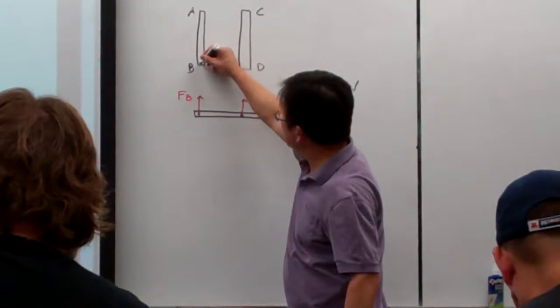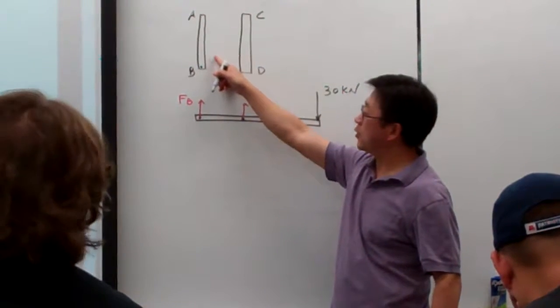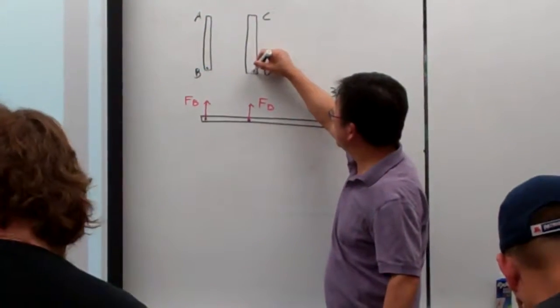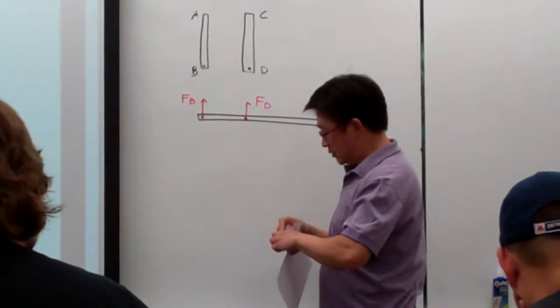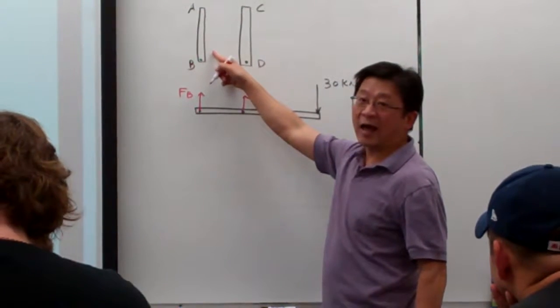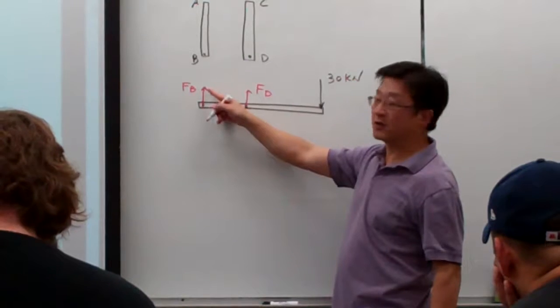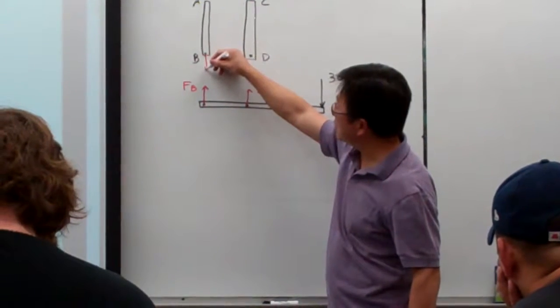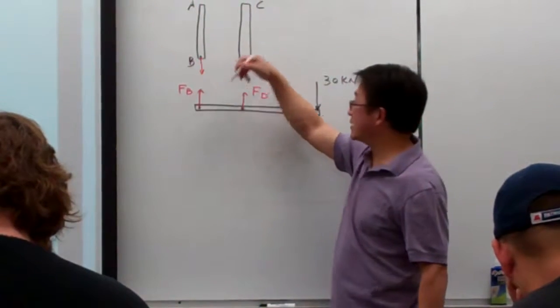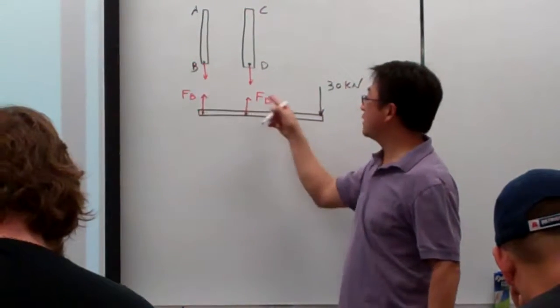This is point B, which means they use a pin to connect the bar to this bar, and this is point D here. So at the same locations, this is simply the action-reaction. If you assume the direction going up here, then here it must be going downward, right? They have the same magnitude, and the same thing here. So basically they have the same magnitude, FB and FD.